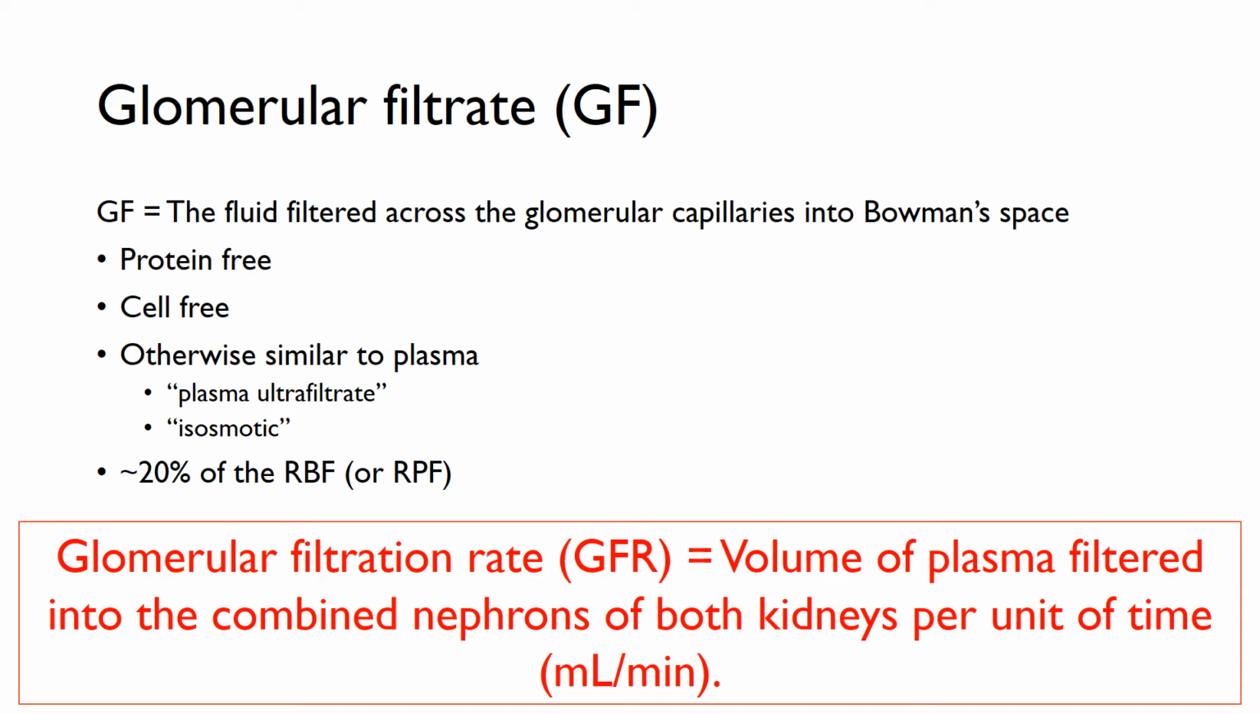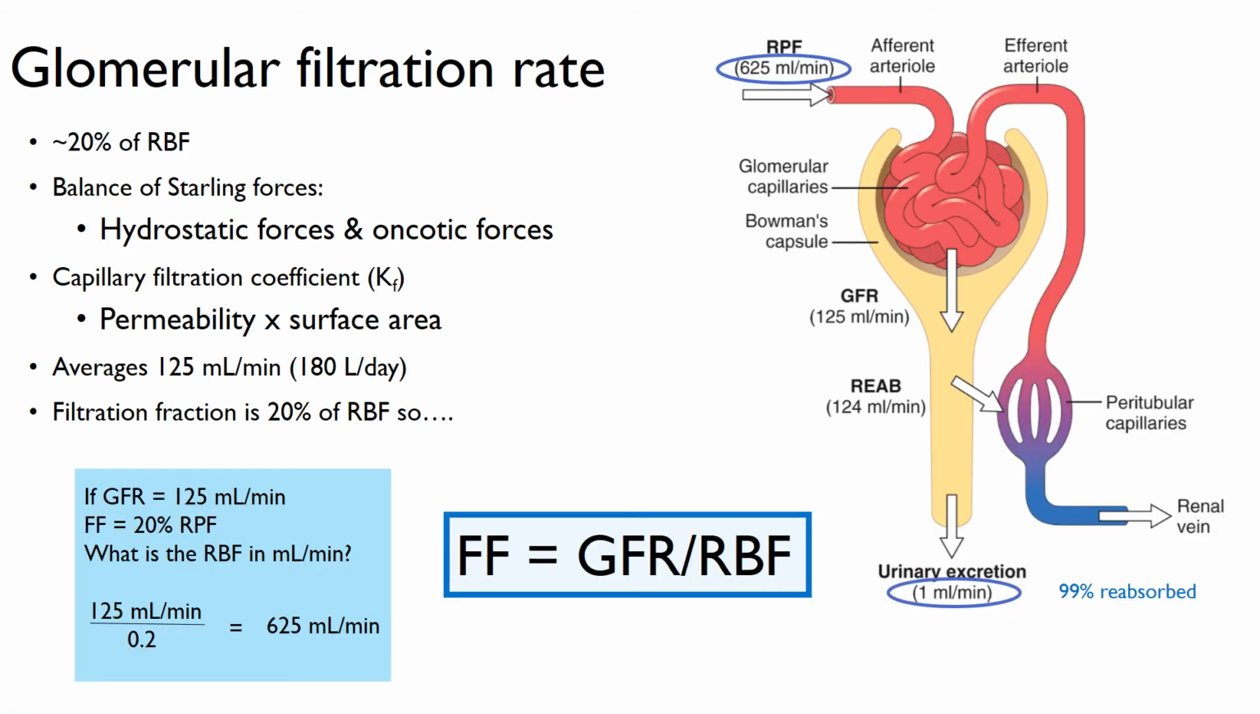The glomerular filtration rate is approximately 20% of the total renal blood flow in and out of both kidneys at the same time. So now we're getting into the nuts and bolts of how to begin calculating GFR. GFR should be about 20% of renal blood flow, just as something to keep in the back of your mind. It's dependent upon the balance of Starling forces at the capillaries, and we'll come back to that in a minute.